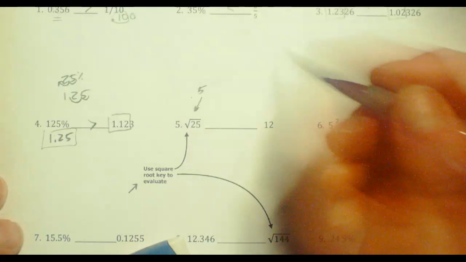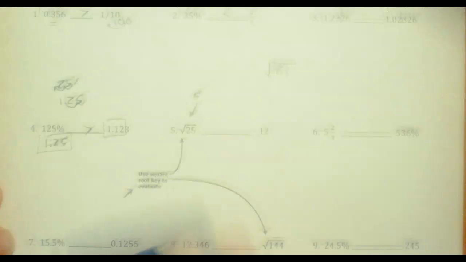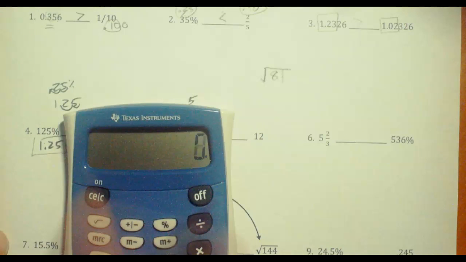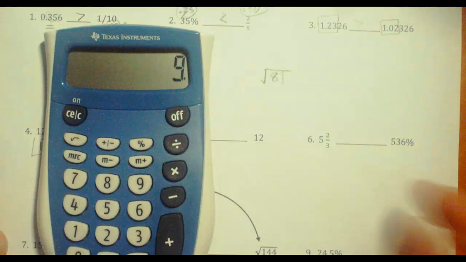So of course that is 5. This 5 times 5 is 25. I bet you can guess what the square root of 81 is. What number times itself is 81? Well, in case you don't know, we can just put 81 in and hit the square root key, and you get 9.